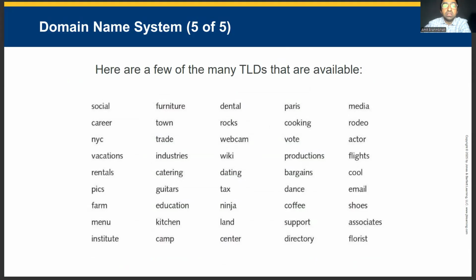Here we see additional modern TLDs such as .biz, .info, and .museum. As the internet grew, new TLDs were introduced to expand naming options and reduce conflicts over domain availability.